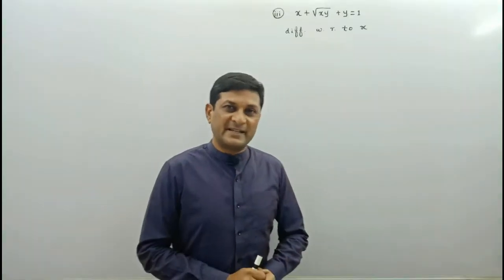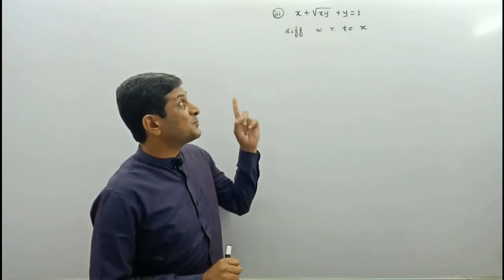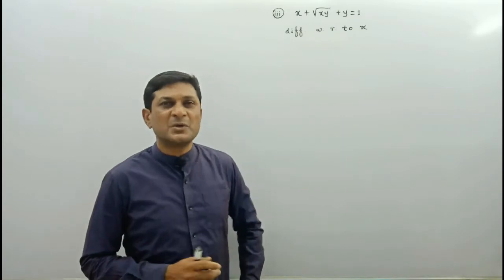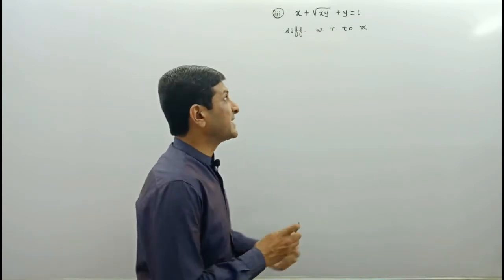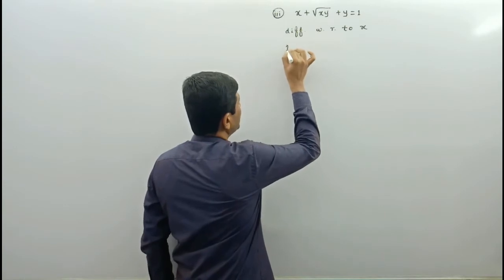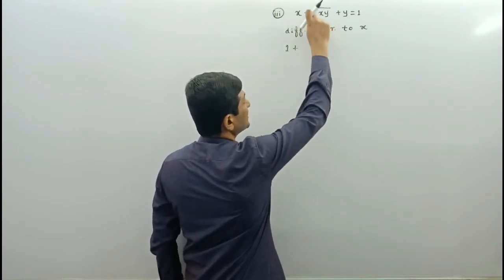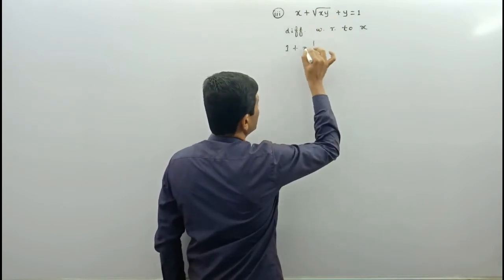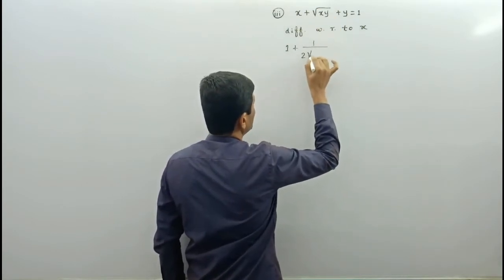Now see in the third example, the given function is x plus under root xy plus y is equal to 1. So let us differentiate it with respect to x. What is the derivative of x? Derivative of x with respect to x is 1. Plus, here if you observe the function, it is in the form of under root f of x, and we know that the derivative of under root f of x is 1 upon 2 root f of x.